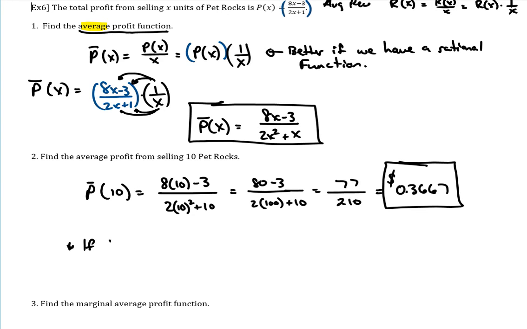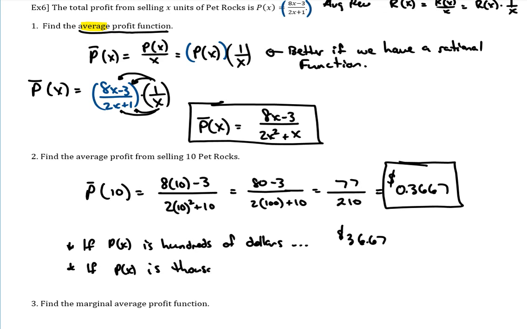If they said P of X is in hundreds of dollars, just as an example, well then we'd times this answer by 100 and we would get 36.67. If they said it was in thousands of dollars, then we would times this answer by 1,000, so $366.7. Okay, so anyway, they didn't tell us anything, so I'm assuming it's the one that we boxed.